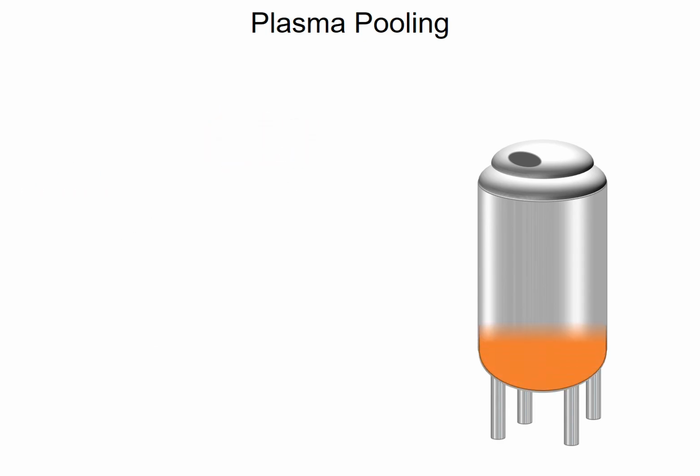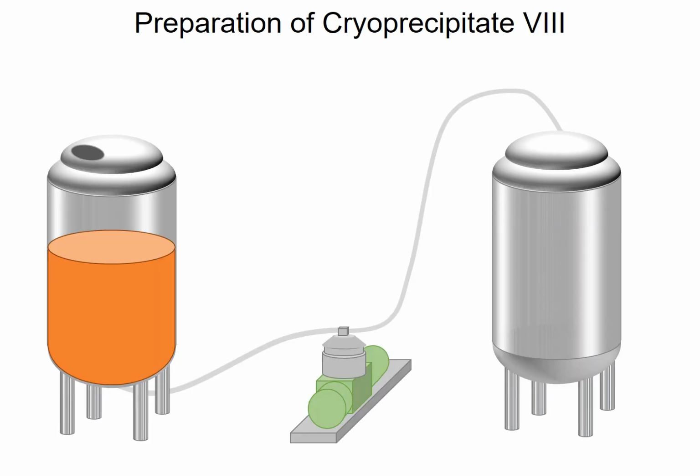To prepare one batch of coagulation factor 8 product, about 1,250 liters of plasma have to be collected. This is the preparation process of the coagulation factor 8. To prepare the coagulation factor 8, pooled plasma has to be thawed at 4 degrees Celsius and centrifuged.